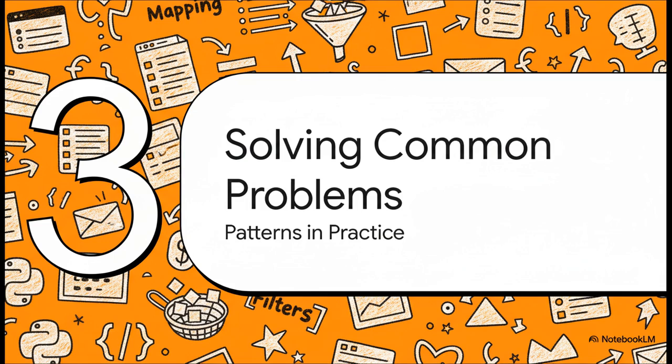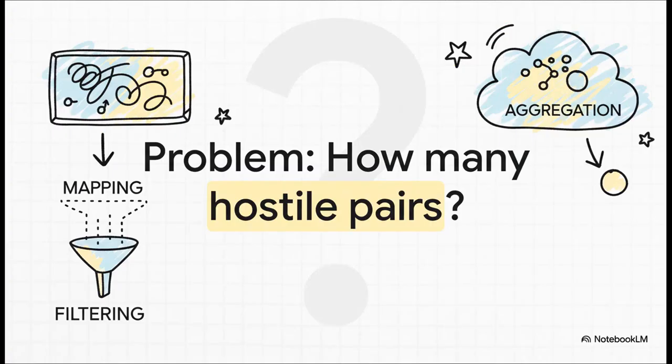Okay, so theory is one thing, but let's actually see how this stuff works in practice. Section 3, Solving Common Problems. We're going to look at a couple of classic problems that you're very likely to see on the OPPE. First up, a real logic puzzle favorite, counting hostile pairs. So, what's a hostile pair? Imagine you get a list of numbers. You need to figure out how many pairs of those numbers have 0 digits in common.